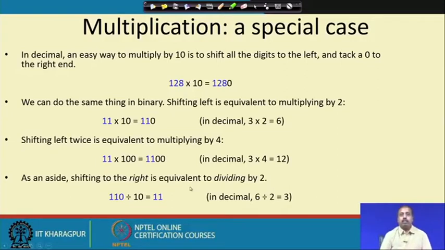So, this is multiplication by 2, which is basically left shifting the number by one position. Multiplication by 2 power I is left shifting the number by I positions, and similarly division by 2 is right shifting the number by one position, and division by 2 to the power I is right shifting the number by I positions. So, this way we can have the special cases for multiplication and division by powers of 2.